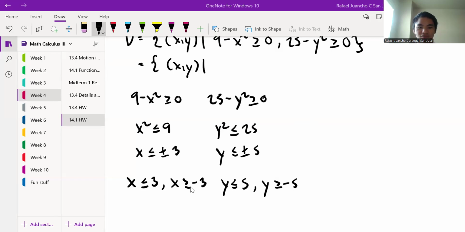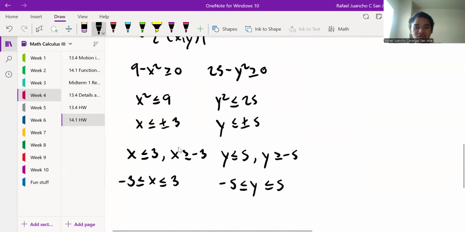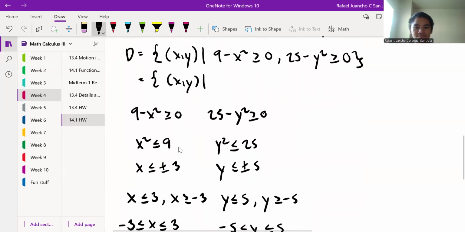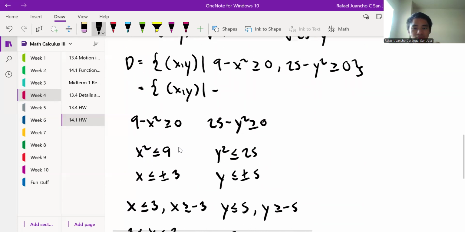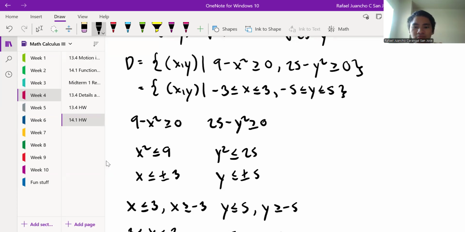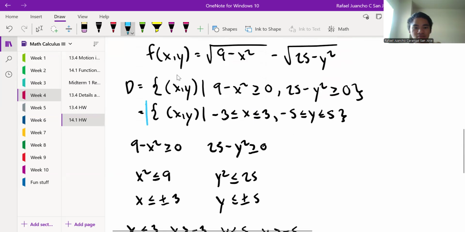So the idea was I could actually combine these things. So I could say -3 is less than or equal to x less than or equal to 3. Then the other one I could say -5 is less than or equal to y less than or equal to 5. So now I have these two inequalities, right? Let me copy. There. That's the solution. That's the domain.